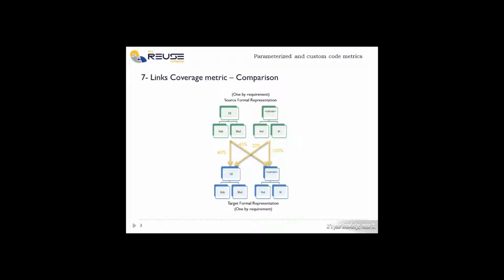This process is run for each requirement from the source against every requirement in the target. Let's say if we have 1,000 requirements in the source and 200 requirements in the target, there will be 200 thousand operations to be done.